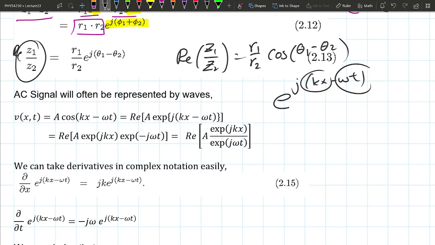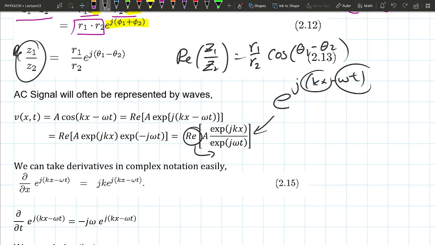E to the jkx multiplied by e to the minus j omega t. It's just the ratio between them two. So you can do all this math with it without having to google, oh, what's cosine of kx minus omega t? I don't remember what that is. Just be a little careful. To get your real answer, you have to take the real part of it. Don't just use the complex numbers as they are as your result.